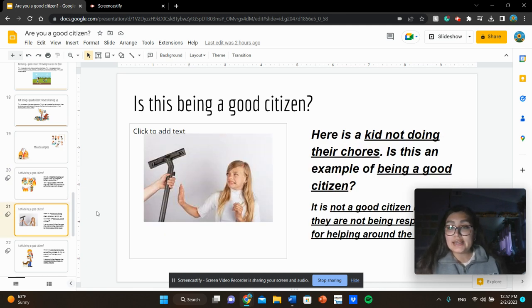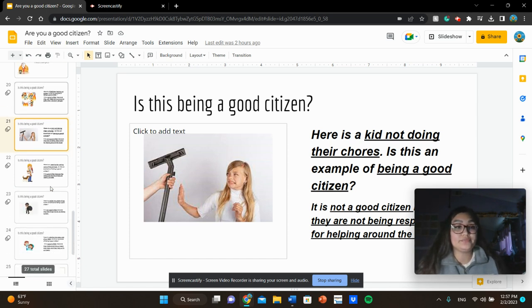So here is a kid not doing their chores. Is this an example of being a good citizen? It is not a good citizen because they're not being responsible for helping around the house. And it's important for them to be able to help around at home, and not only at home but at school too, and out in the community, making sure to clean up after ourselves and helping others as well.